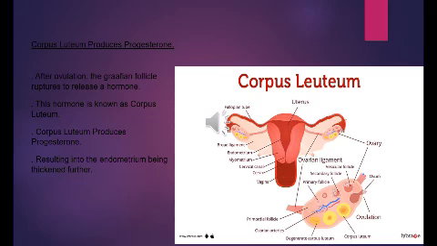So we know that after ovulation has taken place, the Graafian follicle ruptures to become the corpus luteum. So this corpus luteum also produces a hormone which is known as progesterone. So progesterone results in the endometrium being thickened further.